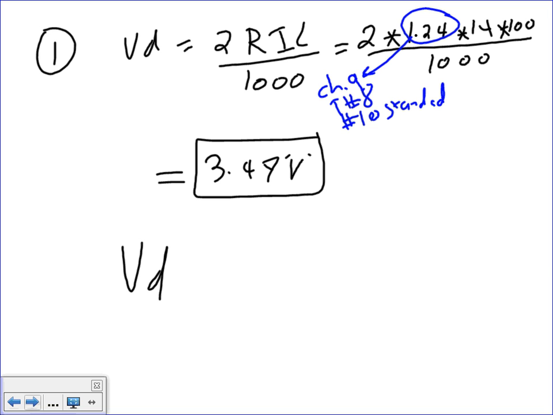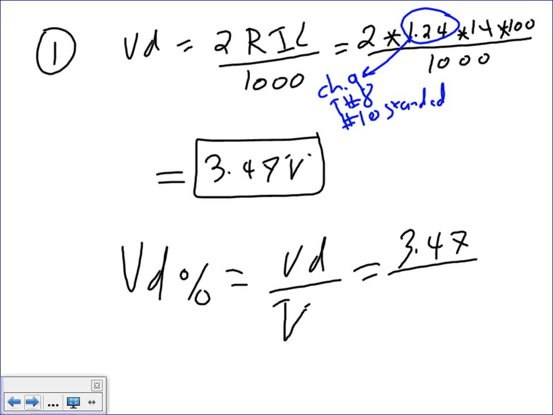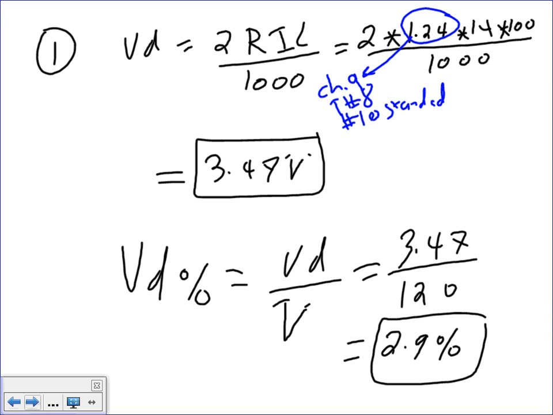The voltage drop percentage equals the voltage drop divided by the nominal voltage of the system. So you have 3.47 divided by the system voltage, 120. What would that give you, guys? 0.0289, so it's 2.9%. Up to this point we're cool. We don't have a problem with that one.